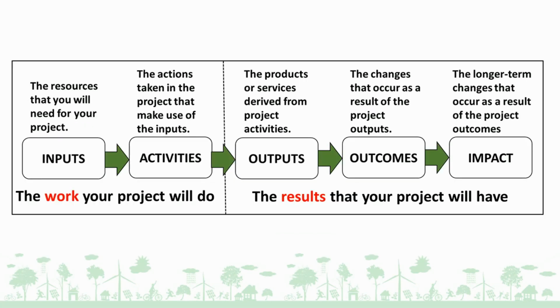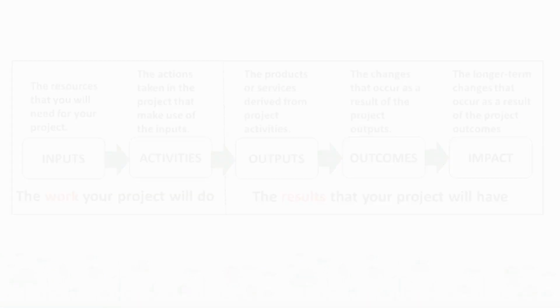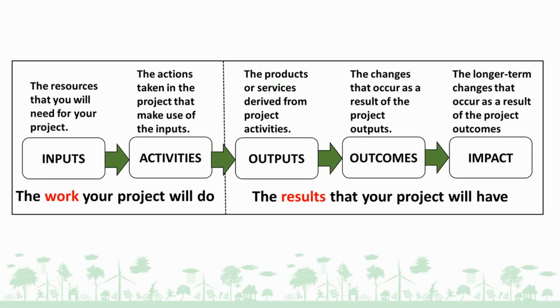So here is a diagram that I like to use to describe the pieces of the log frame. And we're going to talk through this. So here you can see the inputs, activities, outputs, outcomes, and impacts. And they're all laid out. And you can read the description. The inputs are the resources that you will need for your project. This is things like money, expertise, meeting facilities, printing, utilities, and those sorts of things.